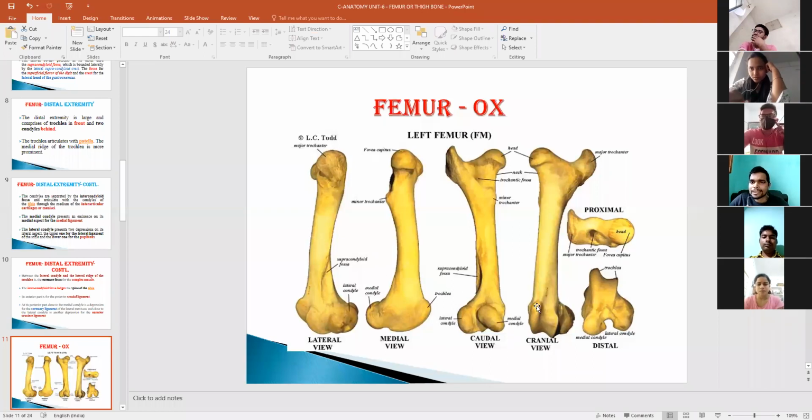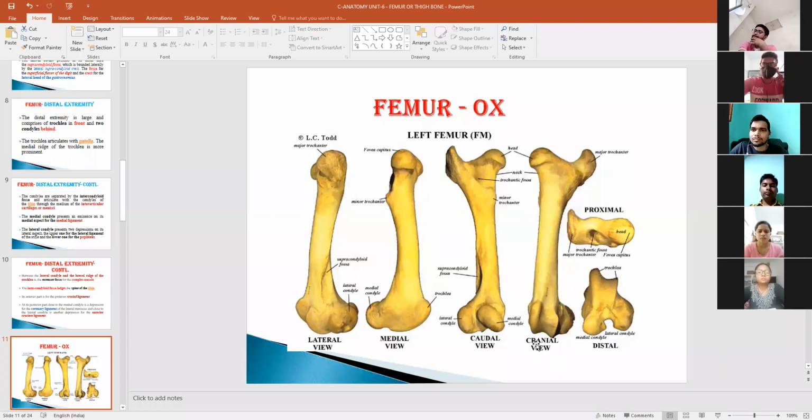First is the trochlea. What is trochlea? Trochlea is the pulley-like structure which is located on the anterior part of the femur distally and comes in contact with the patella, forming a joint that is known as the femoropatellar articulation. So that's all about the trochlea. Next was the condyle. There are 2 condyles, the lateral condyle and the medial condyle.